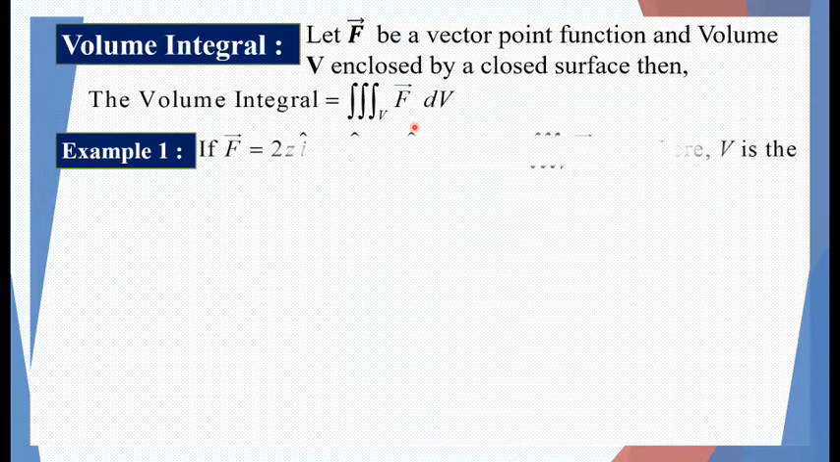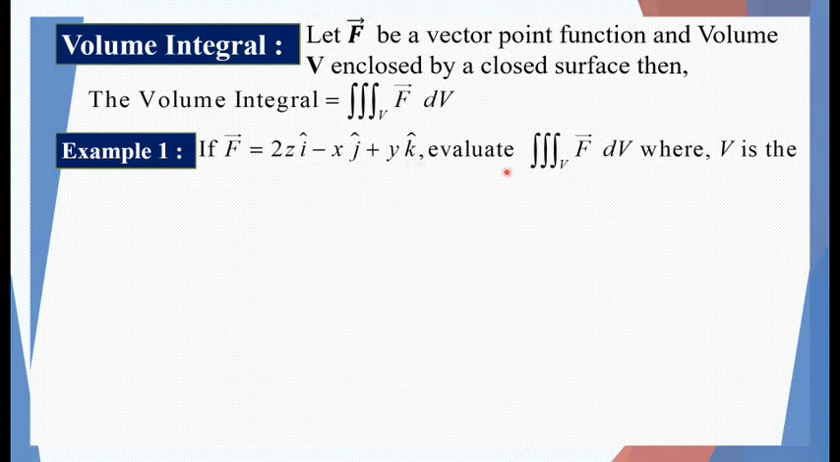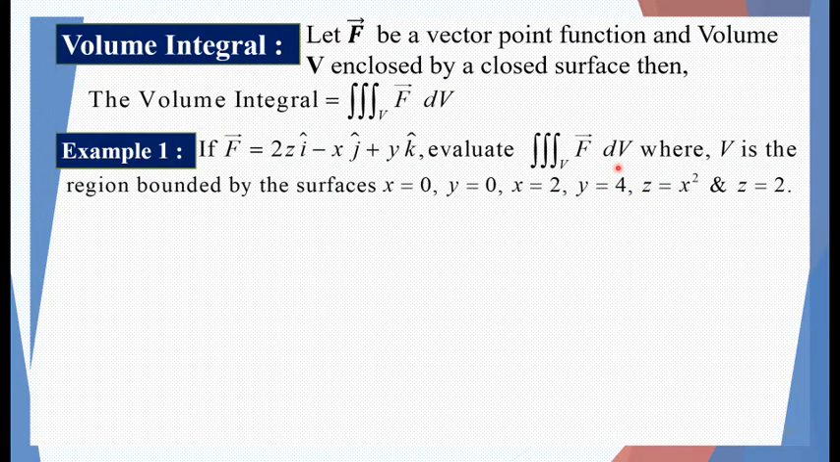So, example 1. If vector f equals 2z i minus x j plus y k, evaluate triple integral V vector f dV, where capital V is the region bounded by the surfaces x equals 0, y equals 0, x equals 2, y equals 4, z equals x square and z equals 2.